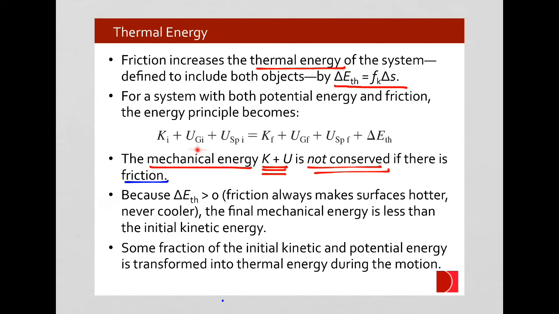The mechanical energy is not conserved because some of the mechanical energy ends up as mechanical energy, but some of it ends up going to friction as well. So the mechanical energy at the end is less, to account for the energy that went to overcoming friction. We also know that the change in thermal energy is always greater than zero. Friction always makes objects hotter and never colder, and so the final mechanical energy always has to be less.